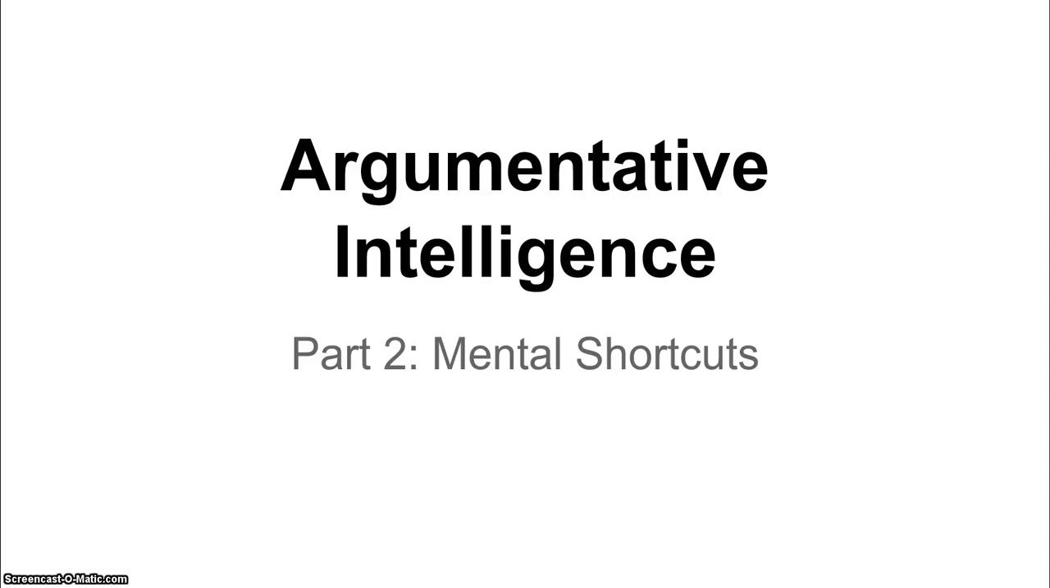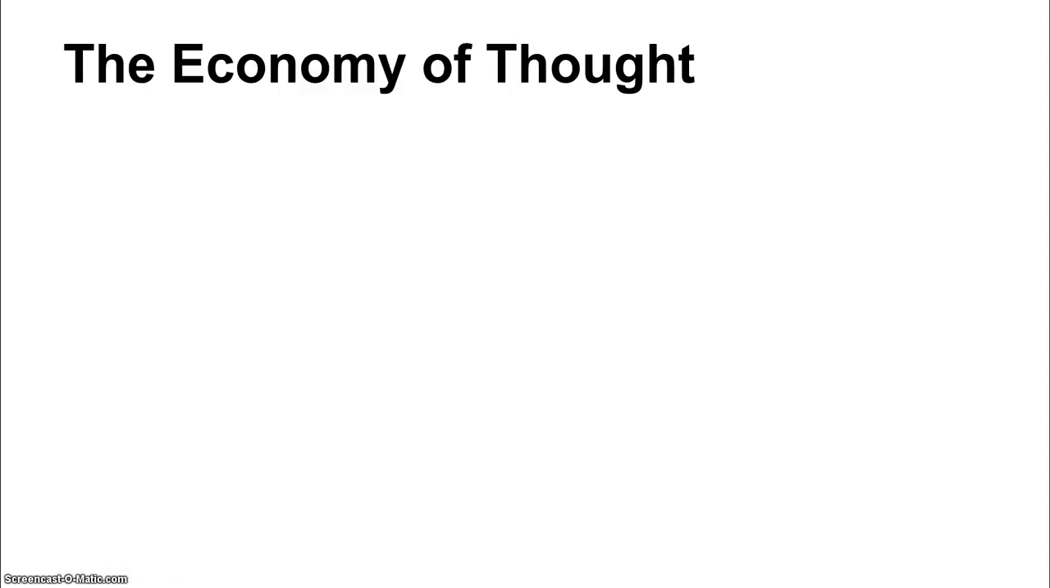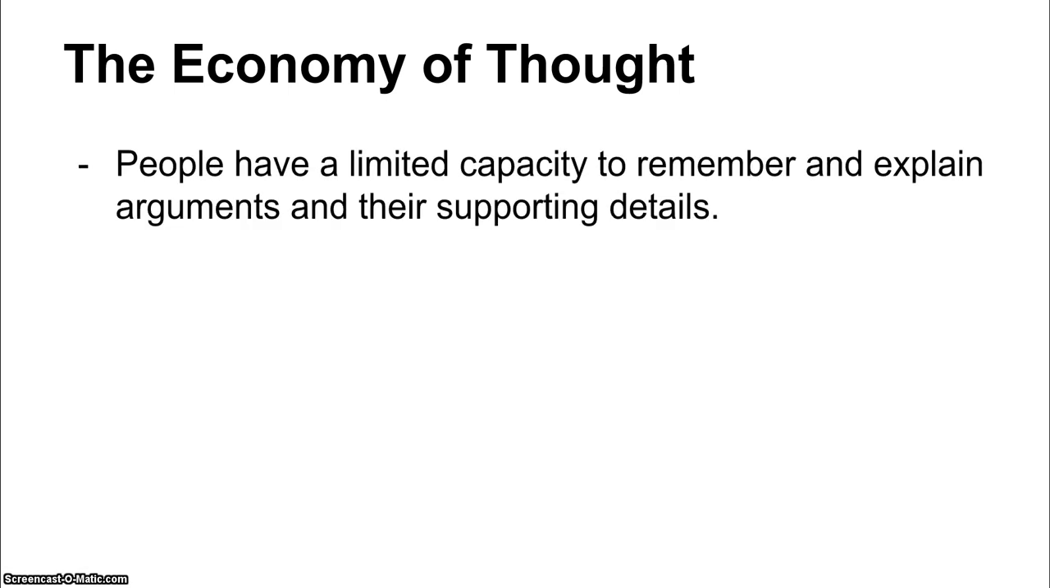Argumentative Intelligence Part 2: Mental Shortcuts. The Economy of Thought. People have a limited capacity to remember and explain arguments and their supporting details.